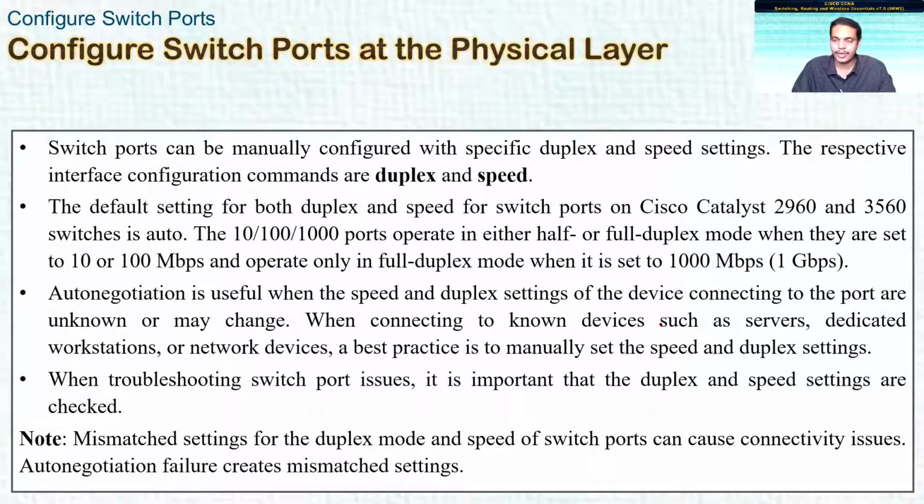One thing you need to take into consideration when you're troubleshooting switch port issues is to check the duplex and speed settings, because mismatched duplex mode and speed settings of the switch ports can cause connectivity issues. If the auto negotiation fails, it creates mismatched settings. It will have an impact on the network communication. So when you're troubleshooting, it is also a good idea to check whether these commands are entered and whether these two things are matched or not.